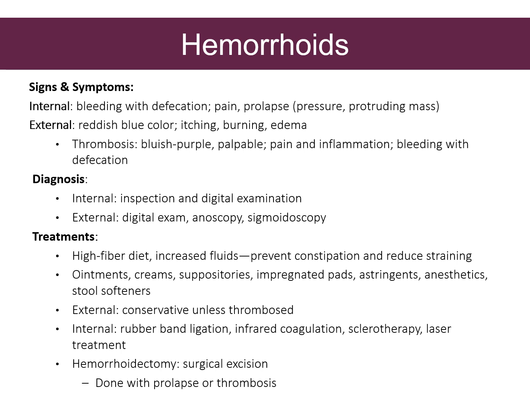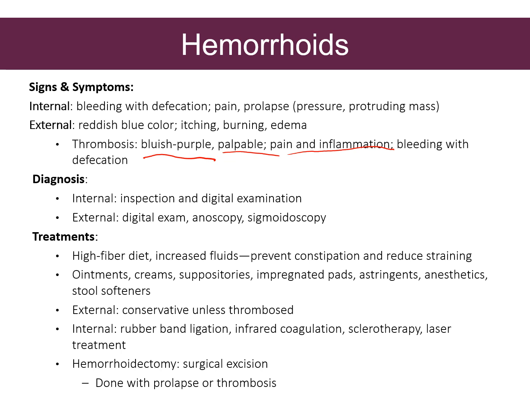If the hemorrhoids are internal, they are more likely to bleed with bowel movements. There'll be pain, and they have a possibility of prolapsing, which means the hemorrhoid will get pushed outside of the anus. The external ones can be a different color than the skin, maybe reddish blue in color. They may itch, they could burn, they might be a little edematous. Thrombosis is almost like if it was being strangulated. These are bluish purple in color, definitely palpable. They'll be painful, inflamed, and definitely bleed with bowel movements.